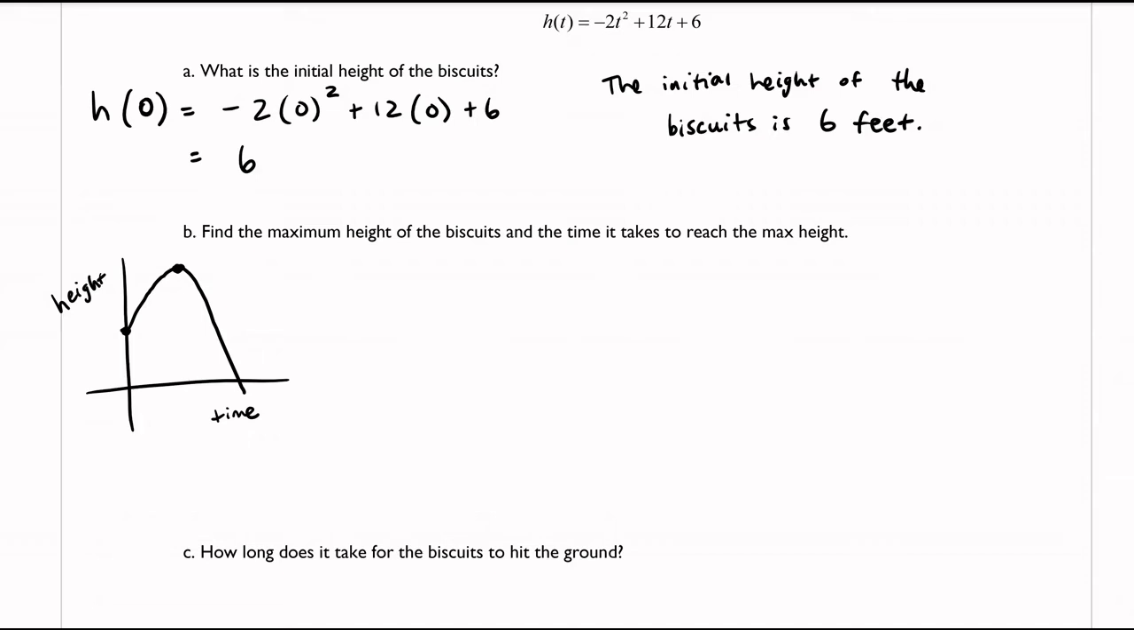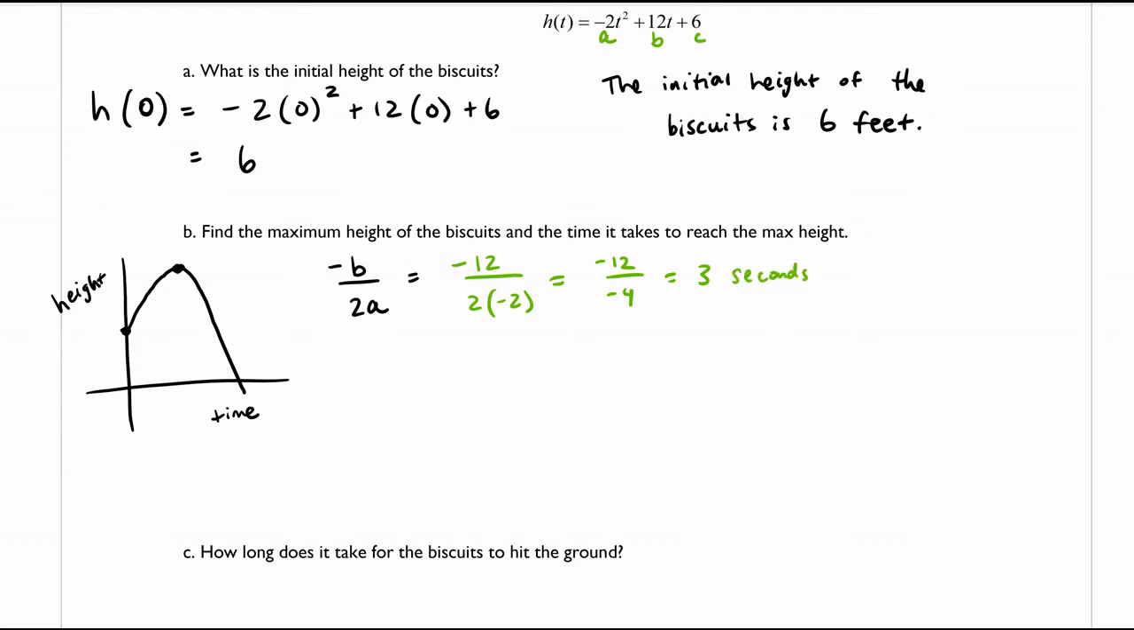The x-coordinate of the vertex will be negative b over 2a. And so that is equal to, here our a value is negative 2, our b value is 12, and our c value is 6. So we have negative 12 divided by 2 times a, which is negative 2. And if we simplify that, that comes out to 3. That means that the maximum height will be attained after 3 seconds.